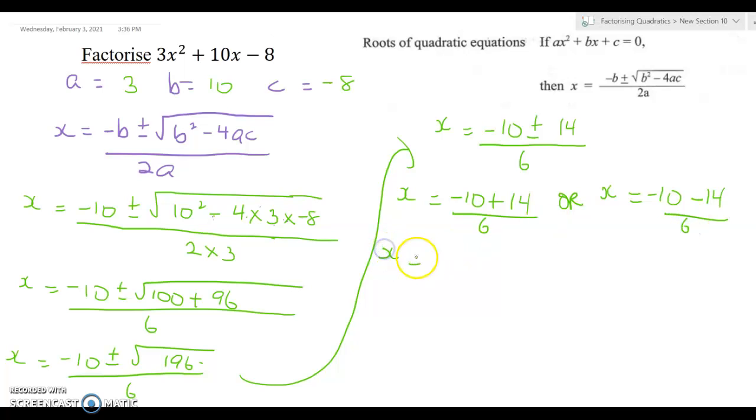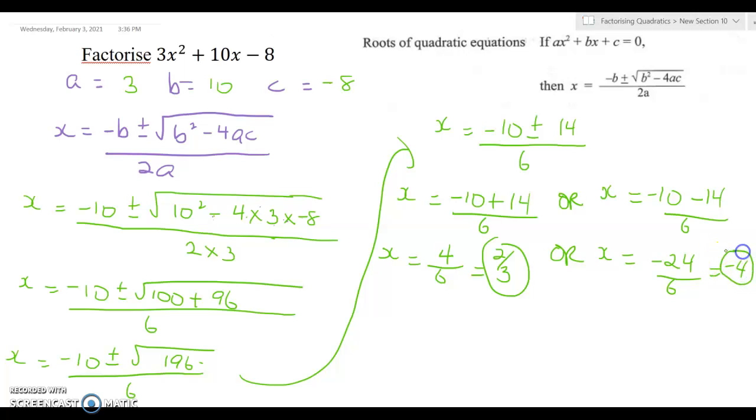So my first value for x would be minus 10 plus 14 would be 4 over 6. Divide top and bottom by 2, I get 2 over 3. That's my first answer for x. Or x is equal to minus 10 minus 14, which is minus 24 over 6. And minus 24 over 6, and you will get minus 4. This is my next answer.